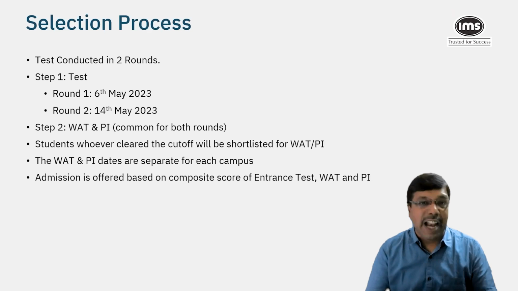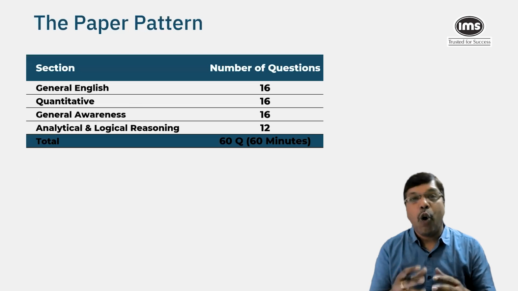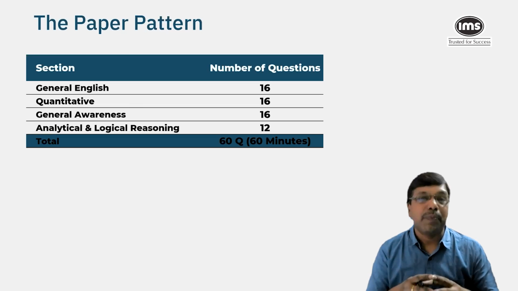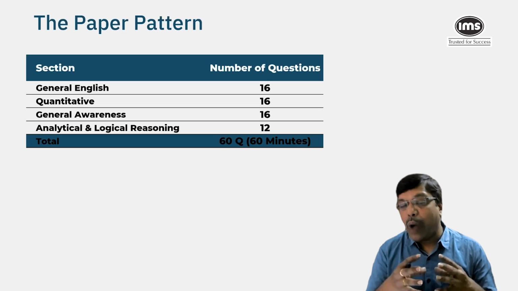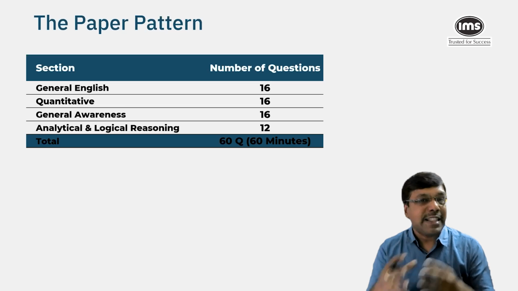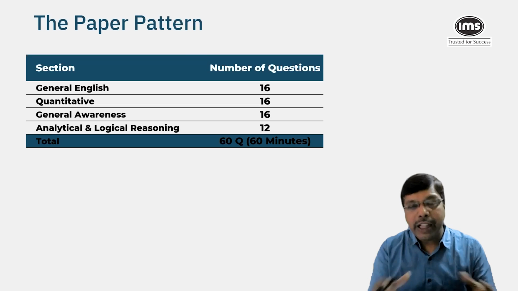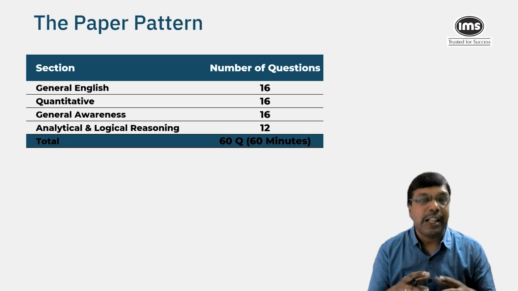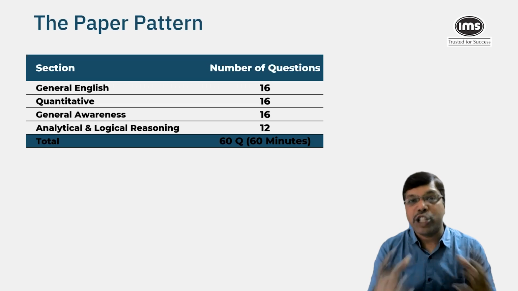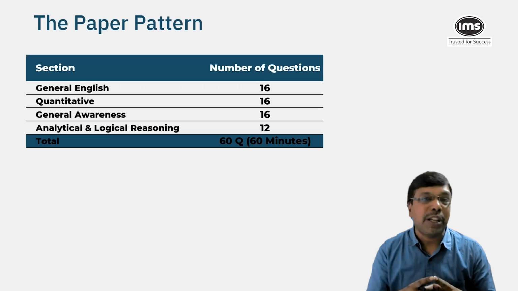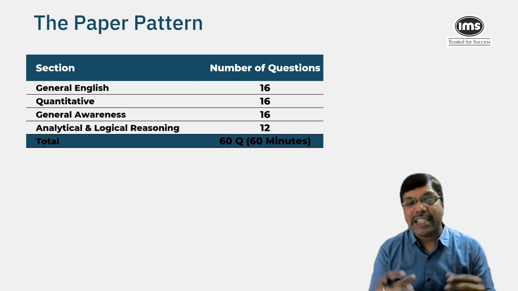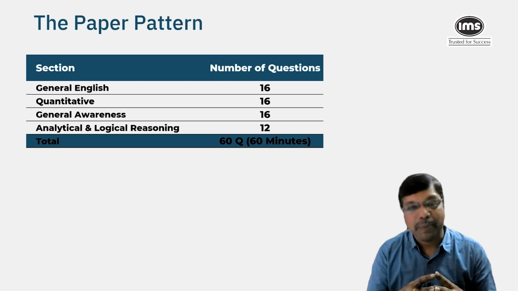Now, let us understand what the SET pattern is all about. Over the last couple of years, there has been a change in the test pattern of SET. One major difference between SET and the other exams is the duration. Of all the undergrad admission tests that we have for the national level universities for undergraduate programs in business administration, SET is the exam which is of the shortest duration.